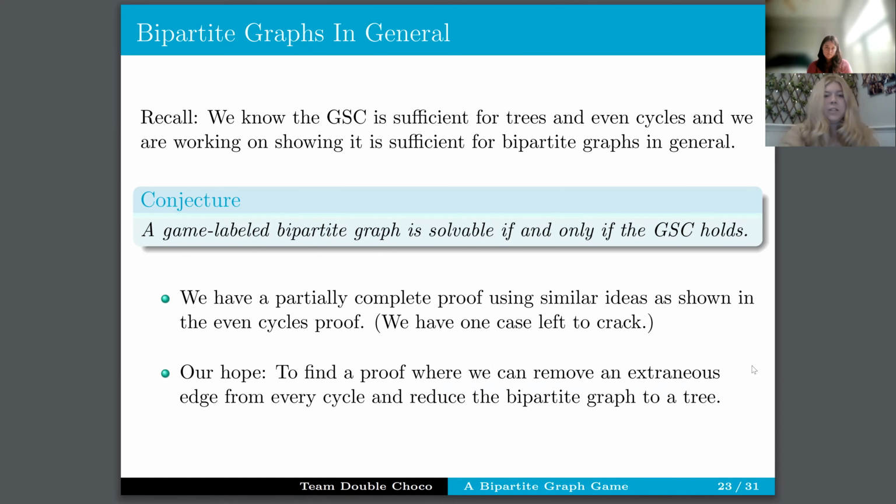So we know that the generalized sum condition is sufficient for trees, paths, and even cycles, and we are working on showing that it is sufficient for bipartite graphs in general. We have a partially complete proof using similar ideas shown in the even cycles proof. We just have one case of that left to finish, and our hope is to also find a proof where we can remove an extraneous edge from every cycle and reduce the bipartite graph to a tree.